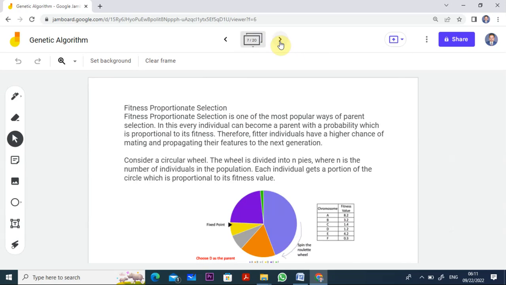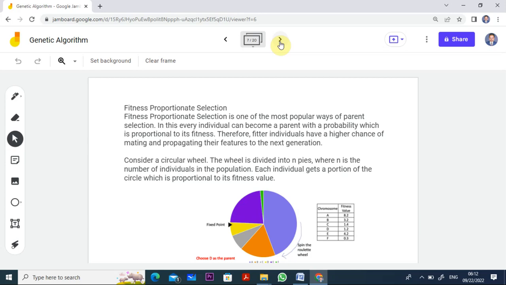Then how do we go for the fitness population selection, on what principle do we go for these things? Now the fitness proportionate selection is one of the most popular ways of parent selection. In this, every individual can become a parent with a probability which is proportional to the fitness. So if the person is fit, then he can be a parent, he can marry and he can produce children. Therefore, fitter individuals have a higher chance of mating.